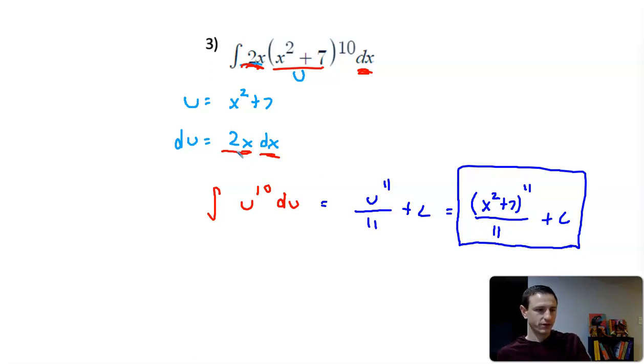So this one is interesting because usually that constant won't work out super nice. And that's pretty nice when it does, though. Not complaining.